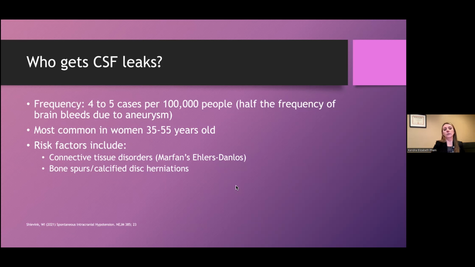And there are some risk factors that make people a little more likely to have spontaneous leaks, where there's not really a clear cause found. Those would be people potentially with connective tissue disorders such as Marfan's or Ehlers-Danlos syndrome. And then also people that have bone spurs or vertebral discs that have herniated and calcified. If those structures are rubbing against or poking into that dura, sometimes that can be a source as well.